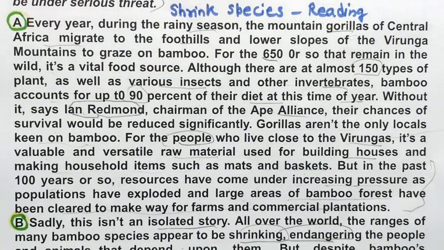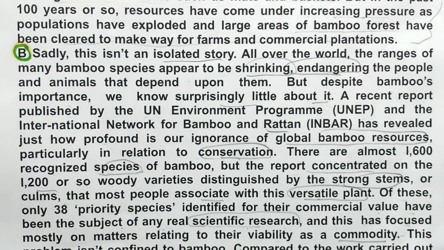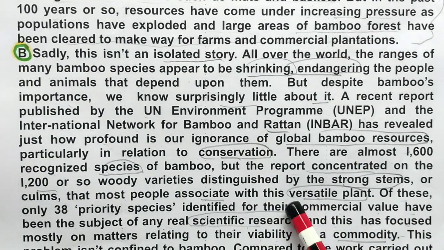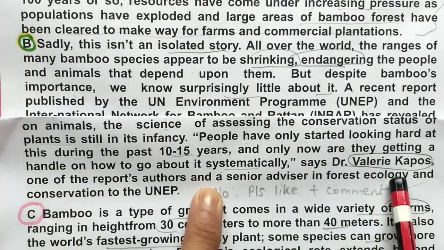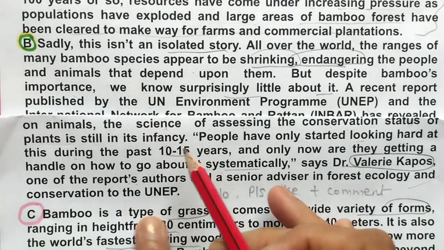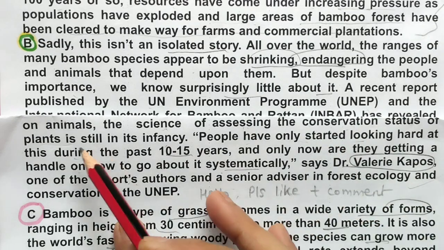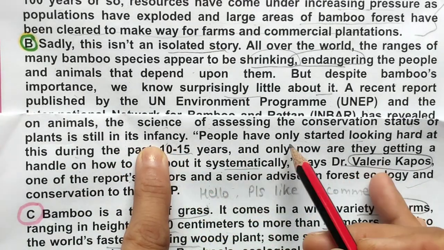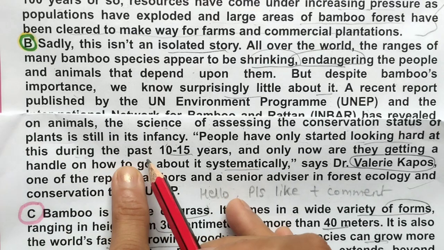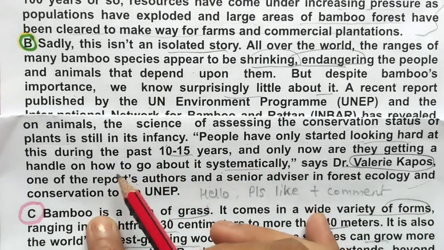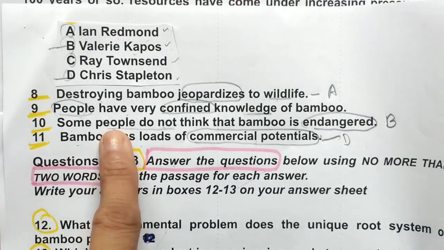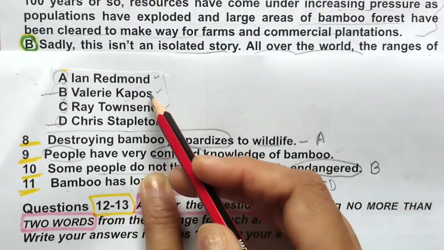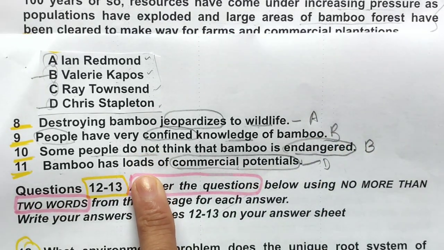See, in B paragraph when we were reading all through, people have very limited knowledge of bamboo. So compared to the work carried out on animals, the science of assessing, because here this person's name is here again, the science of assessing the conservation status of plants is still in its infancy. People have only started looking hard at this during the last 10-15 years, and now only they are getting a handle on how to go about it systematically. It means they are talking about people having very confined knowledge of bamboo. So this was again with this person, B number.